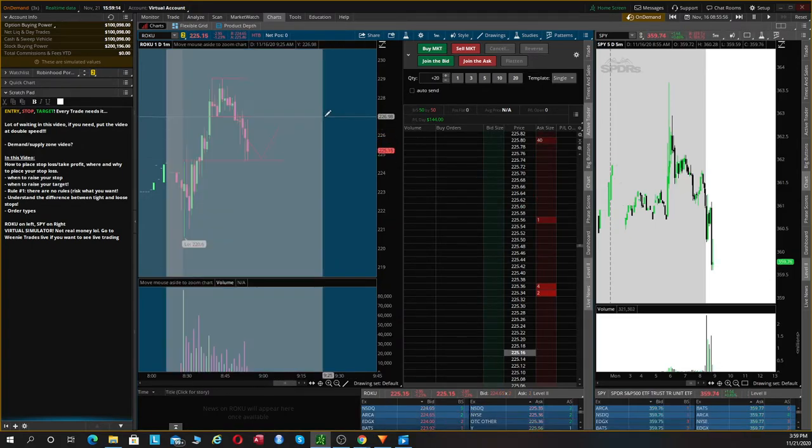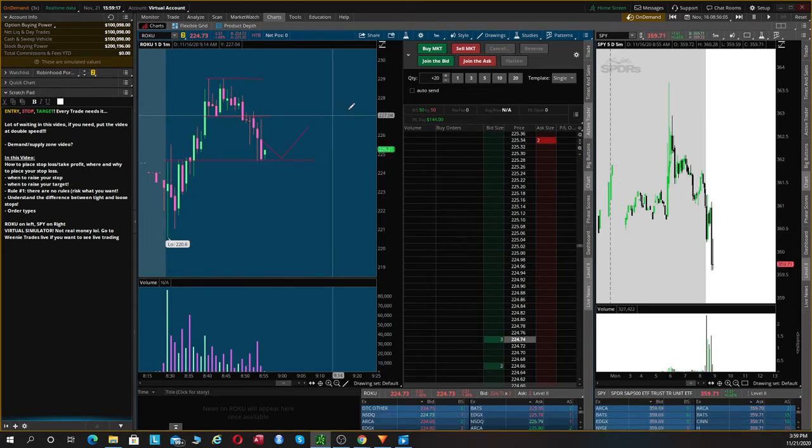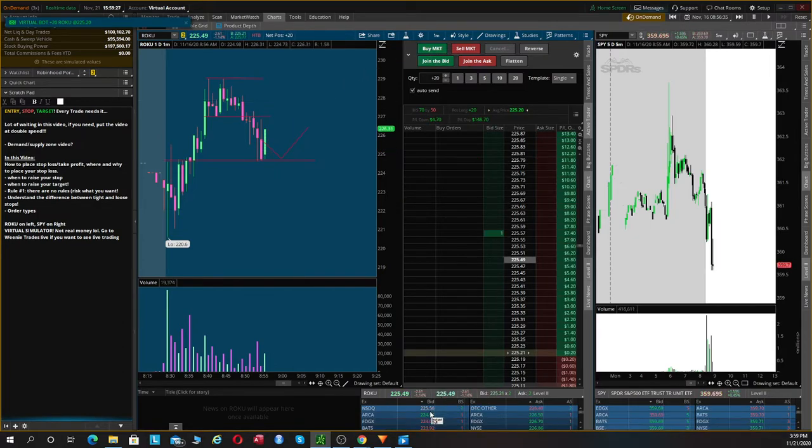But let's see where we go. No new trades. There we go. So we can see that we have a little bit of support. If we start to see some support, I will buy the market on Roku. Okay, there we go. I just saw the bid come on above 225. There we go. We just got back 20 shares.